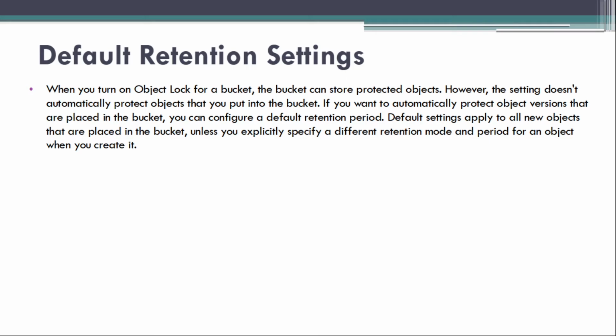Now, suppose you want to apply some retention setting to all your objects in your bucket. This will be useful in that case. So you can apply a default retention setting. Whenever you upload a new object, this default retention setting will be applied to all new objects. Independently, if you want a separate retention period or some other different setting, you can specify it for a specific object also.